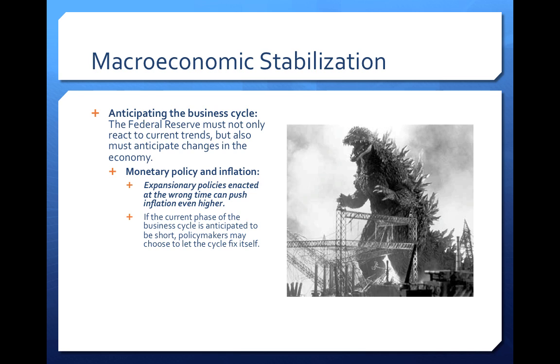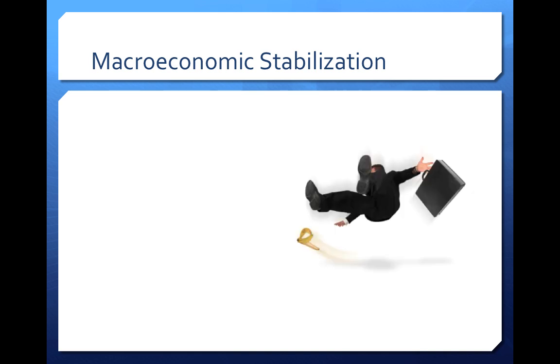And if the current phase of the business cycle is anticipated to be short, policymakers will often let the cycle fix itself. Okay, if they're anticipating a very brief recession or a small dip in the economy, they'll probably just let it self-correct. However, if the recession is expected to last for years, most economists will favor a more active monetary policy, to have some influence on the markets.